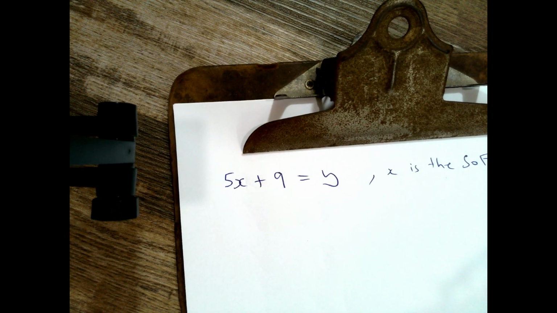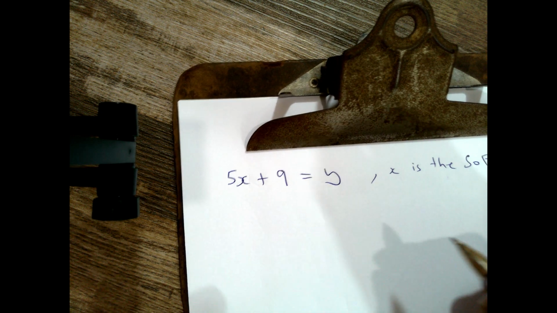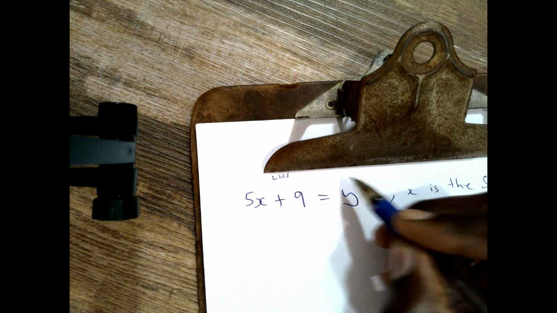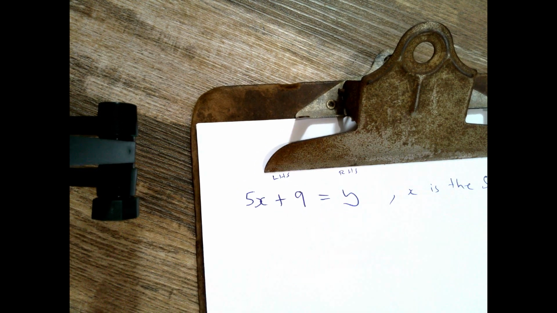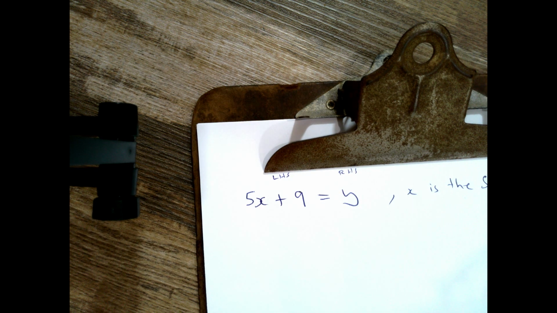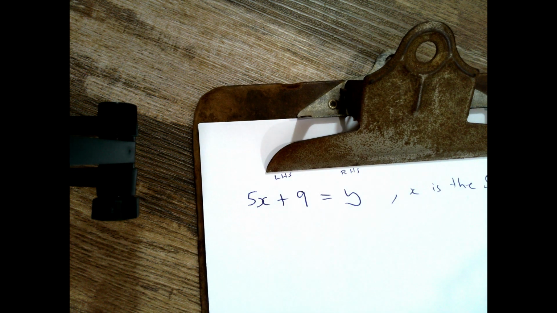Now, that means x is going to be the only variable on the left hand side. So let's label the sides again. Left hand side, right hand side. So, first thing we do, x is on the correct side. It has to be on the left hand side, so it's on the correct side.